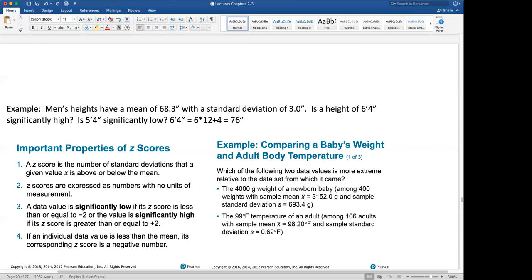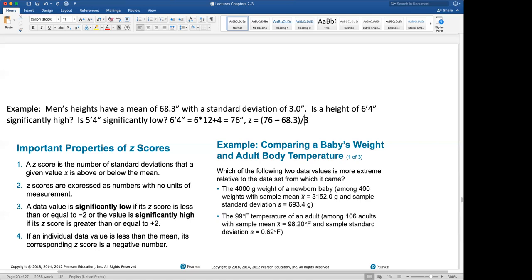Now we're going to find the z-score of that data value, 76 inches. The z-score is x minus x bar, which is 76 inches minus the sample mean of 68.3, divided by the sample standard deviation, which is 3.